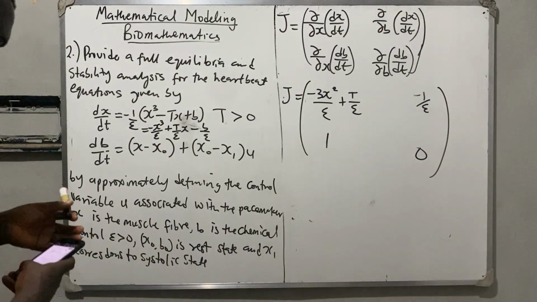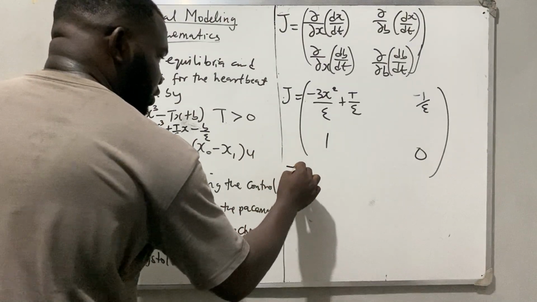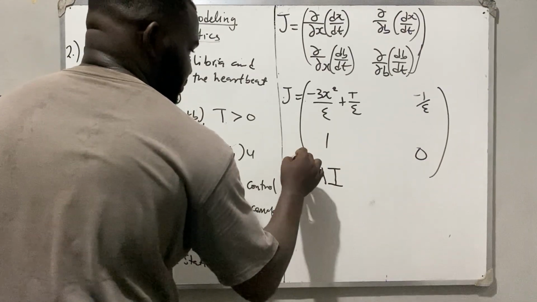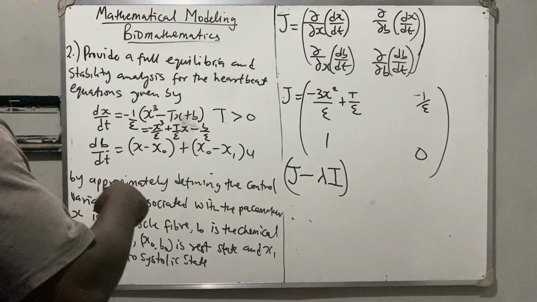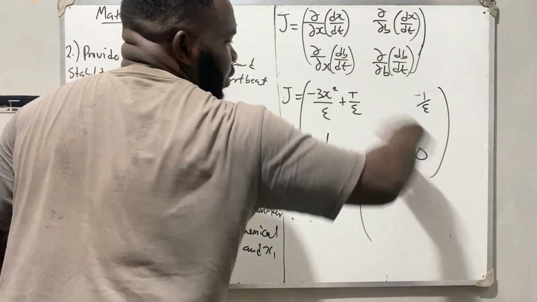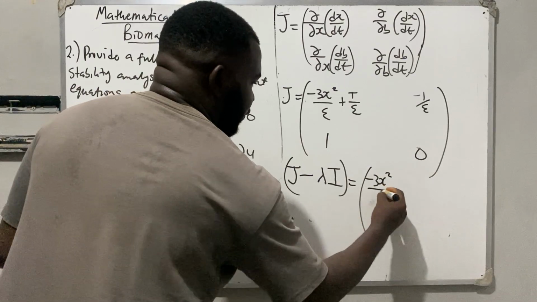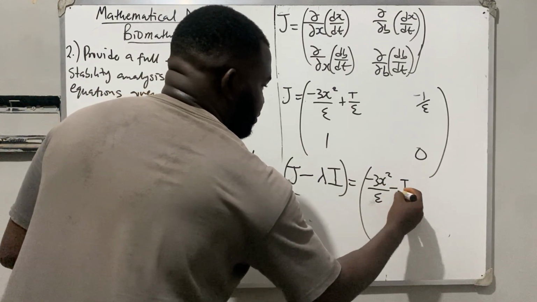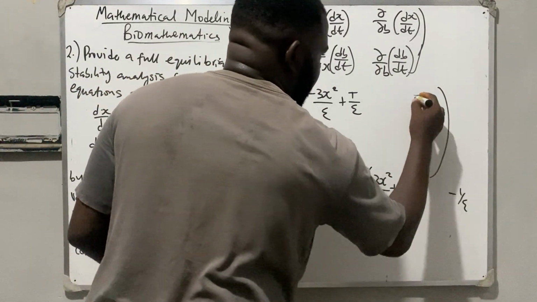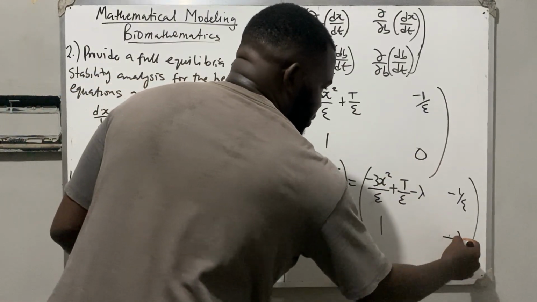The next thing we're going to find is the eigenvalue. Let us get the eigenvalue. To get the eigenvalue, you know that the formula is J minus lambda times the identity matrix. Instead of doing it one after the other, which will take your time, the easiest way is simply to put minus lambda in the diagonal. So I'm going to have minus 3x squared over epsilon plus t over epsilon minus lambda. Here remains the same, minus 1 over epsilon. Here becomes 1. Here becomes 0 minus lambda, which will give you just minus lambda.